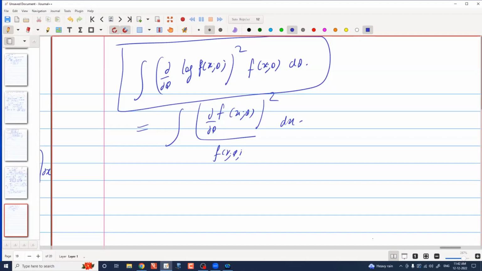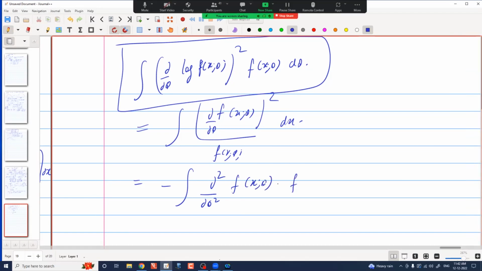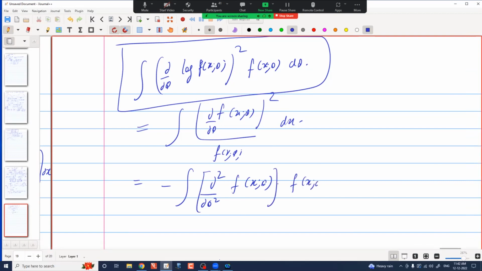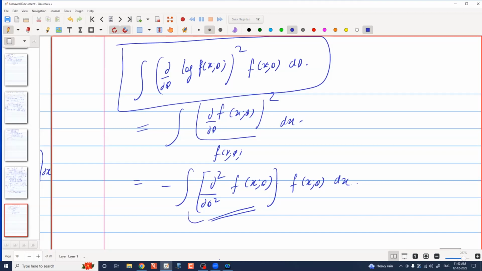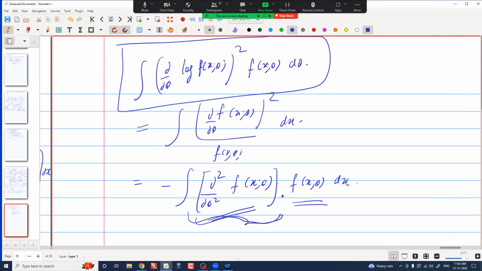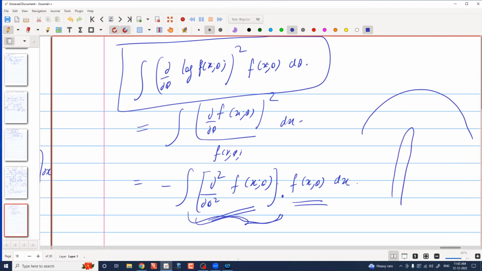Okay, so another way of writing this, which is going to be slightly more intuitive, is to write it in terms of the second derivative. Now, what does the second derivative do to a function? The first derivative measures the slope. The second derivative measures the curvature of the function. Fisher information is calculating the average curvature of the function, averaged over the probability distribution function. So the sharper the curvature, the more the Fisher information.